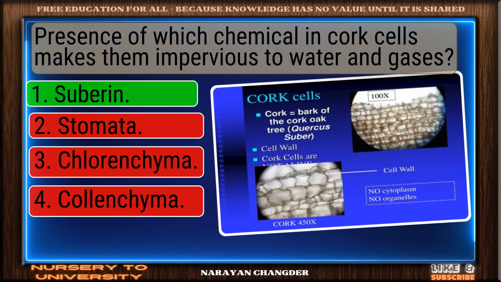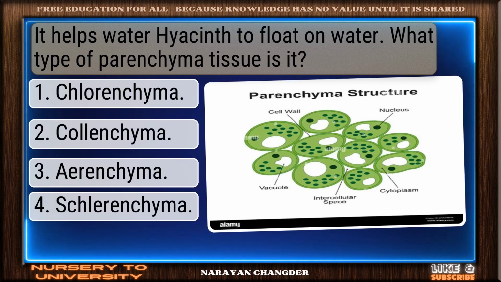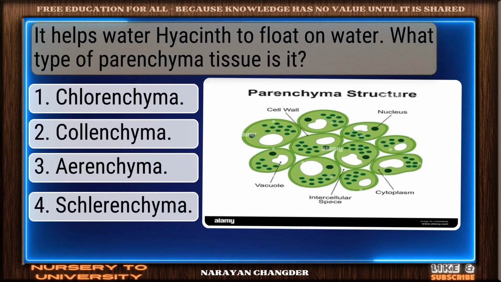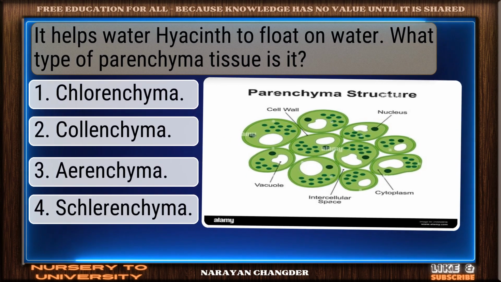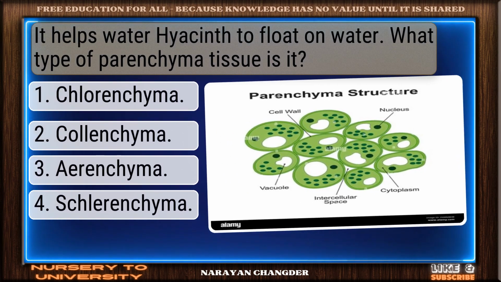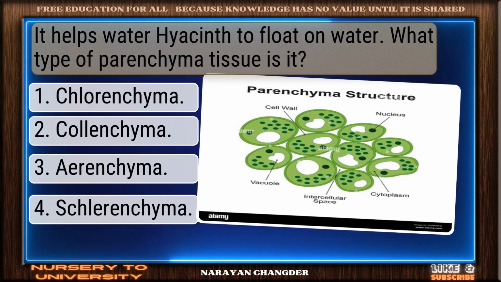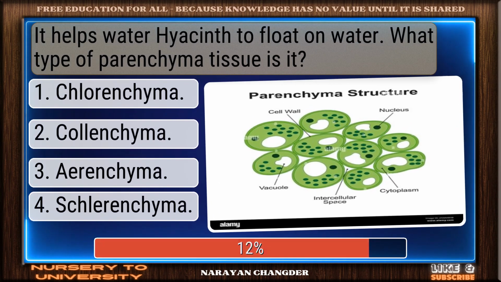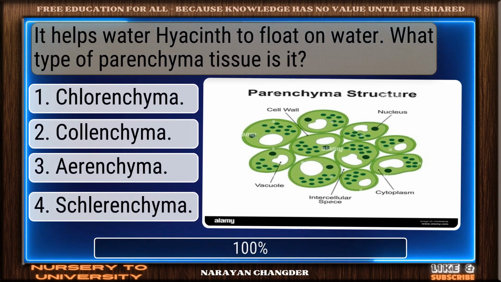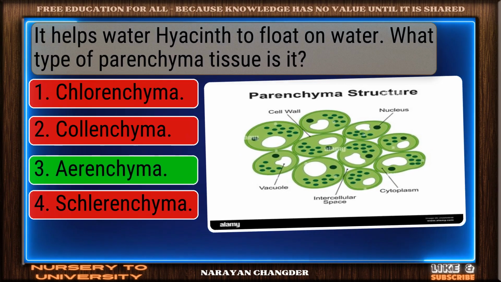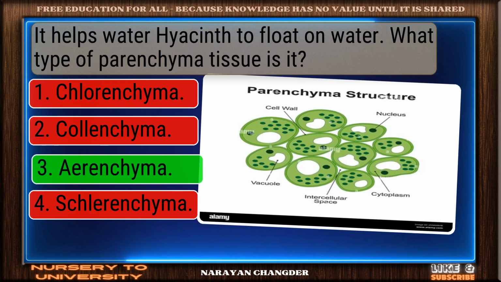Good thinking. Suberin is the right answer. Question number 30. It helps water hyacinth to float on water. What type of parenchyma tissue is it? Well reasoned. Aerenchyma is the correct choice.